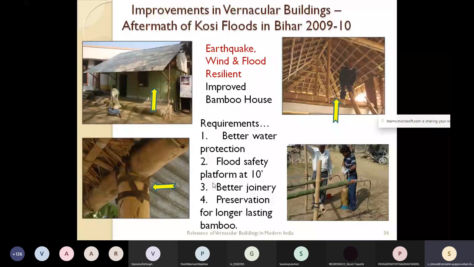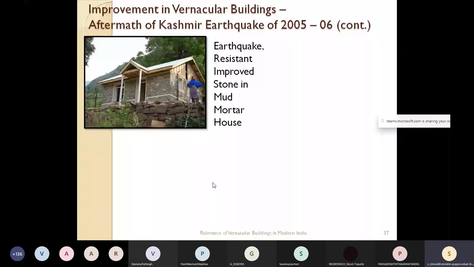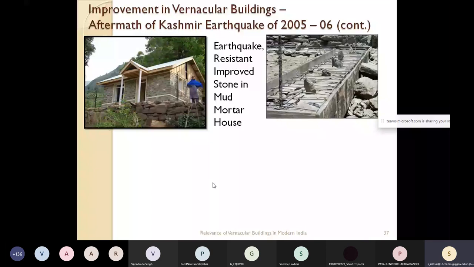All right. In Kashmir, after the 2005 earthquake, we had the opportunity to make a number of interventions, starting with 2005, 2006, 2007, 2008. One of the things we did, we spent nearly 3 months near the LOC. And what we worked on was the improved random rubble masonry in mud mortar house. So multiple bands were brought in. Now, traditionally, they used to have wooden bands in many houses. We had to bring in RCC bands because wood was not that easily available.